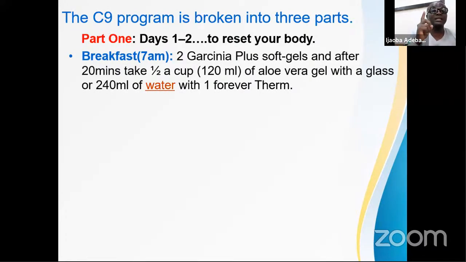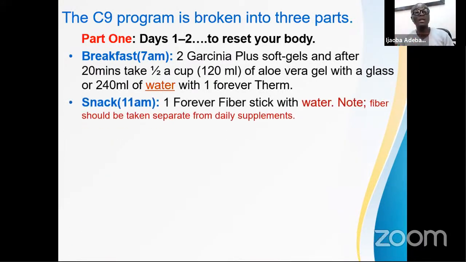So in the morning, your breakfast, for convenience, start around 7 a.m. Should be 2 Garcinia. Take it first. 20 minutes after, take your aloe vera gel. Half a glass cup. Just take it and take enough water. The water you are taking, you just pour your Forever Time, 1 sachet of Forever 10 inside and drink. That is breakfast. Then later on in the day, around 11 a.m., you can snack.